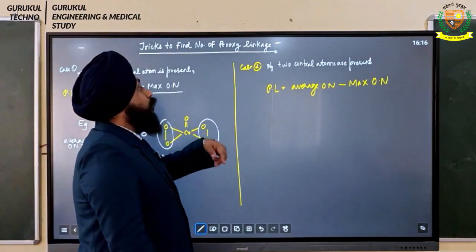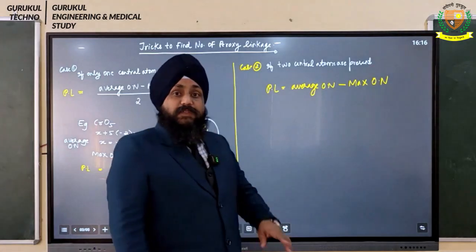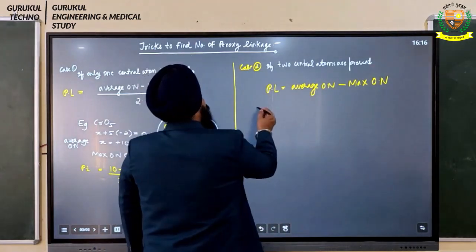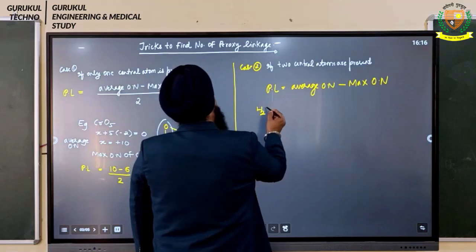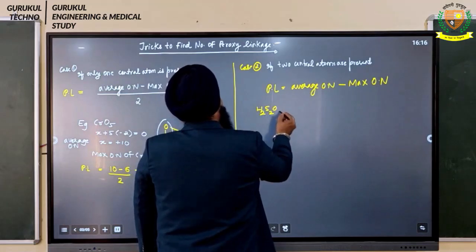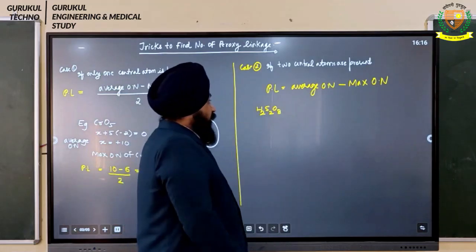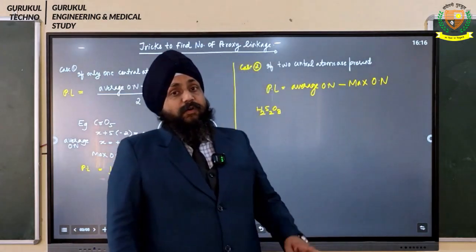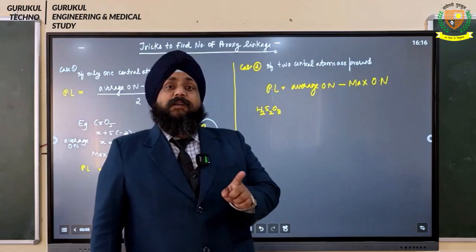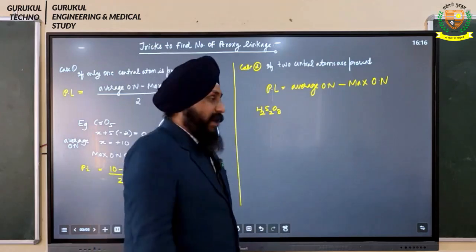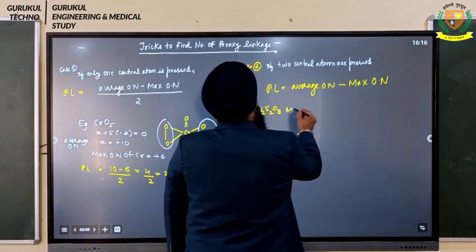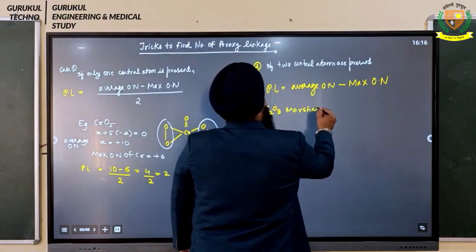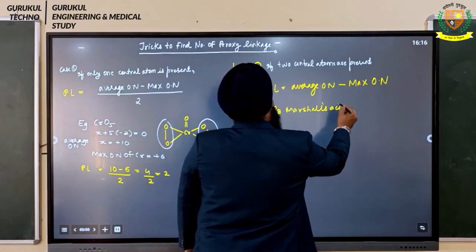And what if 2 central atoms are present? If 2 central atoms are present, we will take another example. It is going to be H2S2O8. Which acid is this? This is called Marshall's acid, peroxodisulfuric acid.